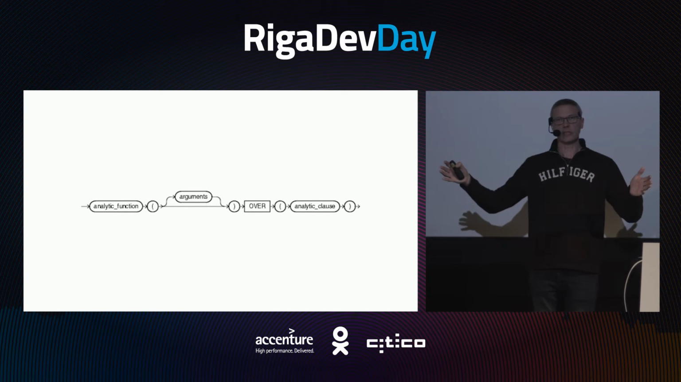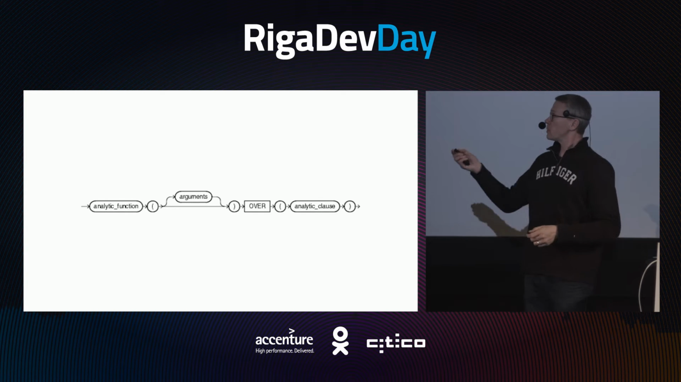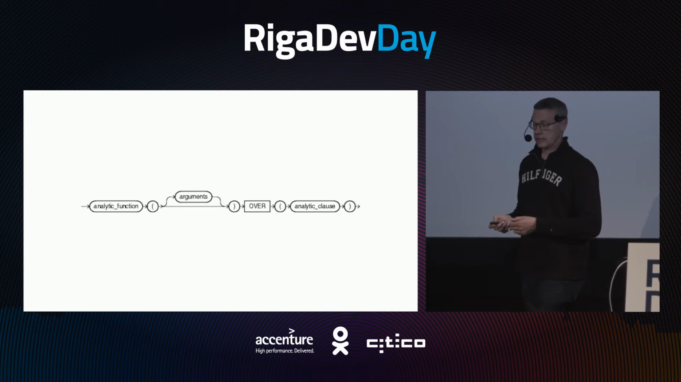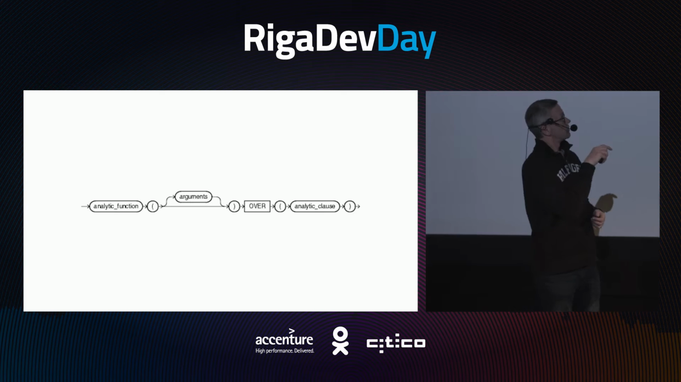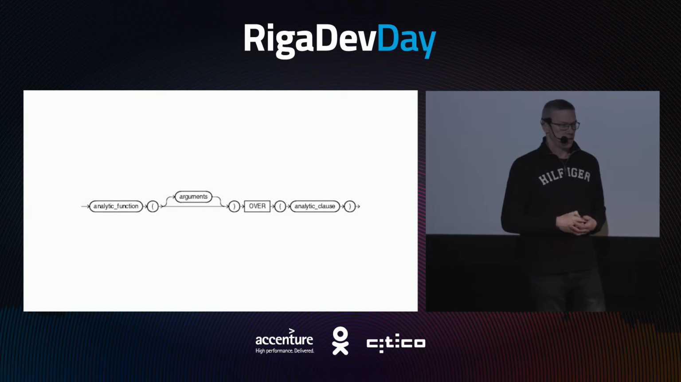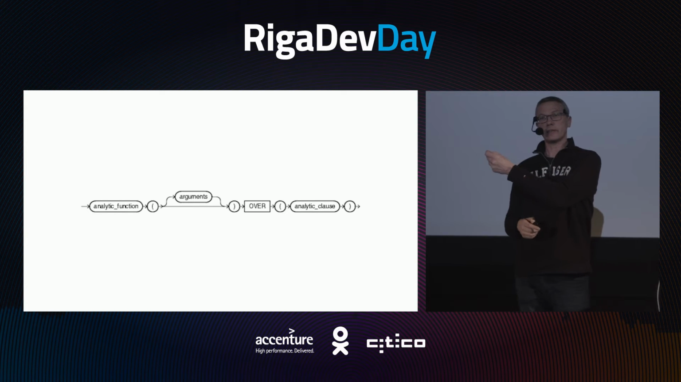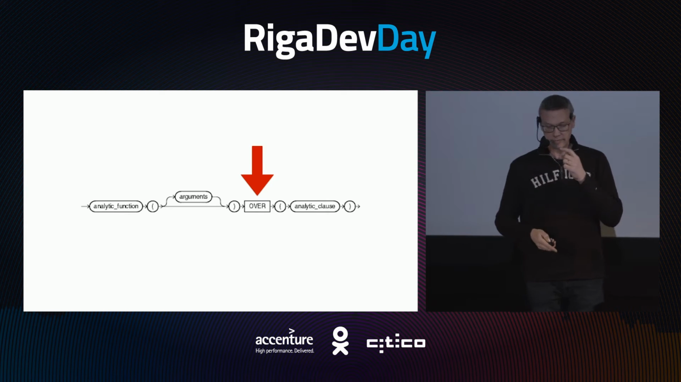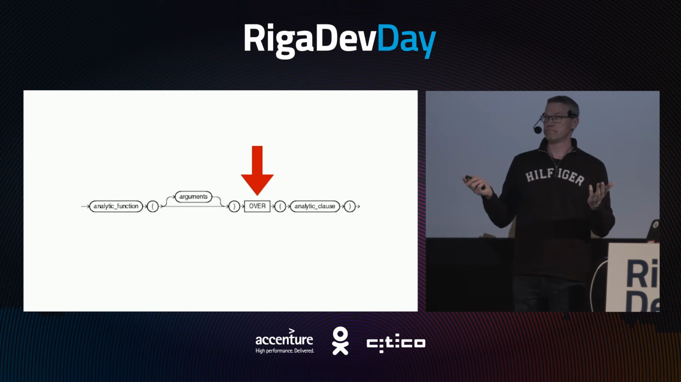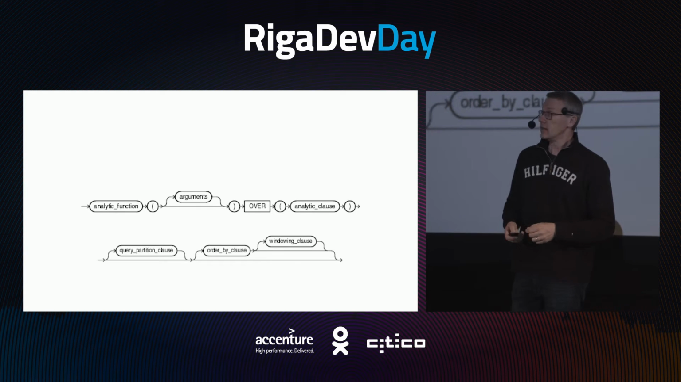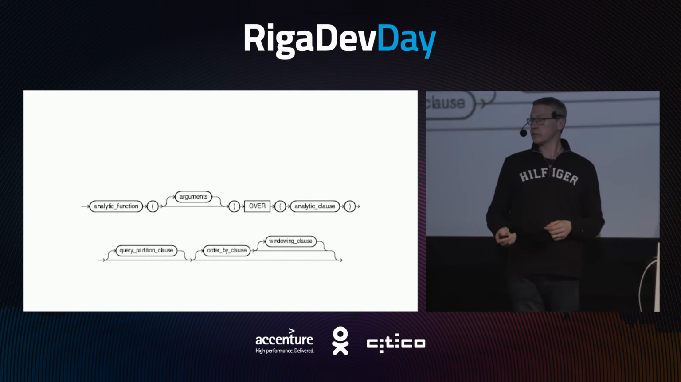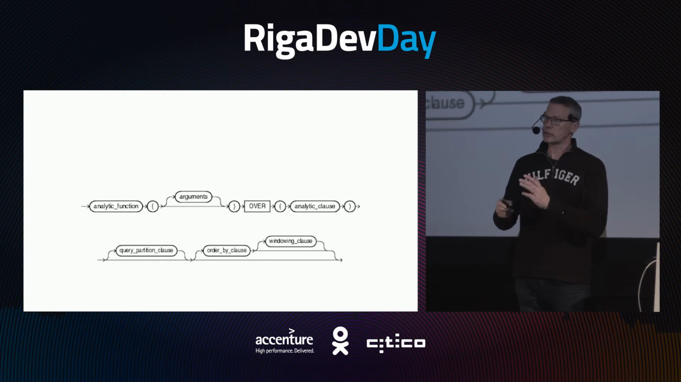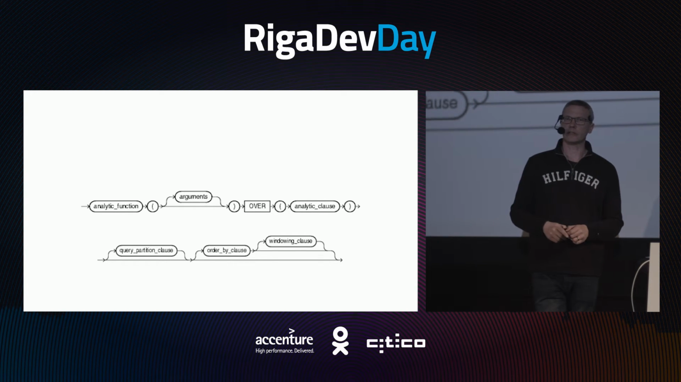Okay. So we have all these functions available, and this is the basic structure for the function. You have the function that might have 0 or more arguments, the over keyword, and the analytic clause. How can you tell an aggregate from an analytic function? By the over keyword. Every time you see the over keyword in your statement, that's the analytic function. Easy, right? The analytic clause consists of several different parts as well. The partitioning, the sorting, the window clause, they're all part of it.